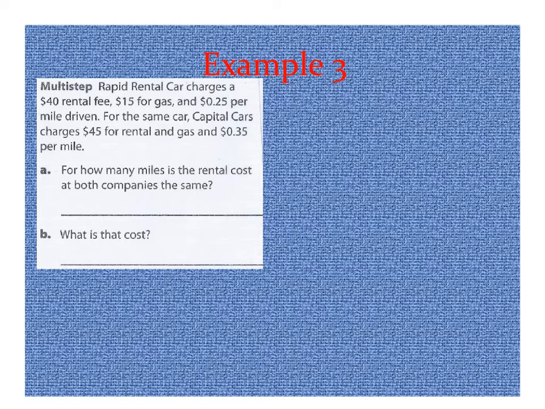Now for example 3. This is a multi-step problem. It's asking us two different questions. It says Rapid Rental Car charges a $40 rental fee, $15 for gas, and 25 cents per mile driven. For the same car, Capital Cars charges $45 for rental and gas and 35 cents per mile. So we need to find our expressions for each company. So we have Rapid Rental Car, I'm just going to call it Rapid. And then we have Capital Cars. I'm just going to call it Capital.